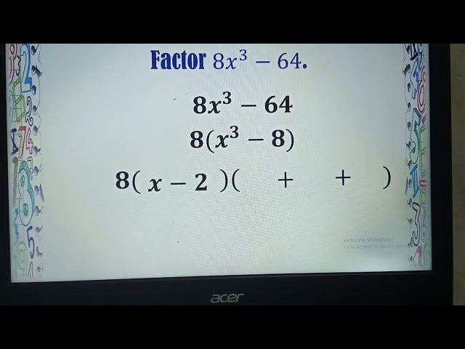For the first term, we square x. So that's x squared. For the last term, we have to square 2, so that's 4. And for the middle term, we will multiply x times 2, so that's 2x. So the completely factored form of 8x cubed minus 64 is 8 times x minus 2 times x squared plus 2x plus 4.